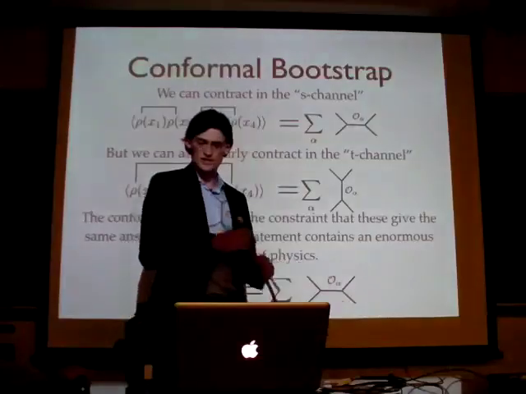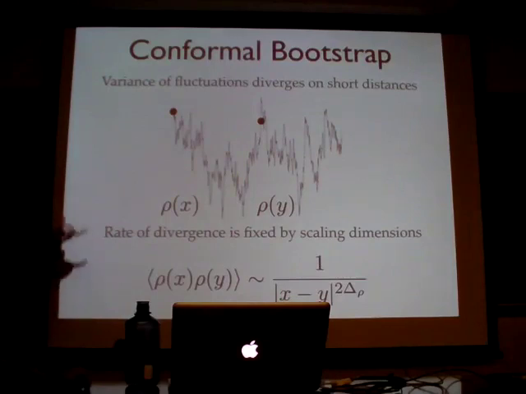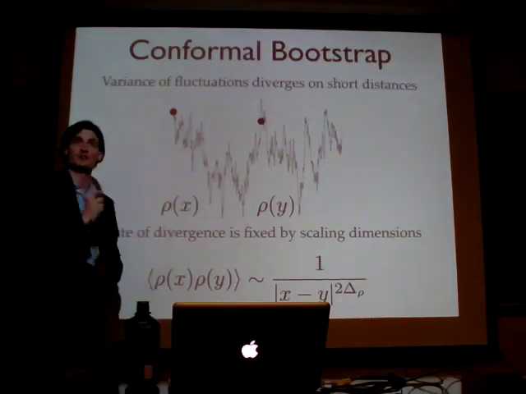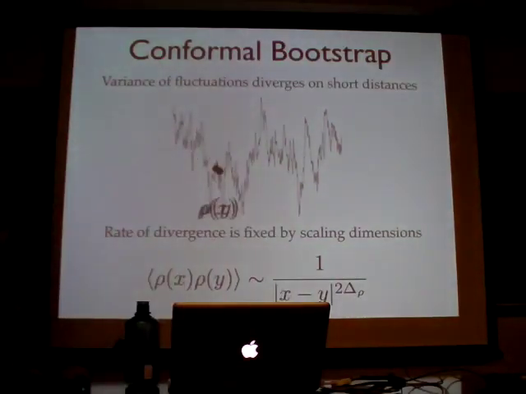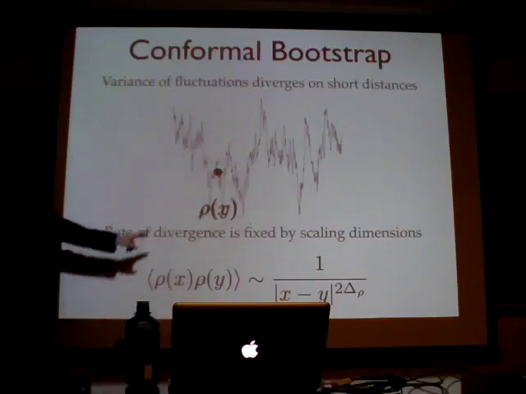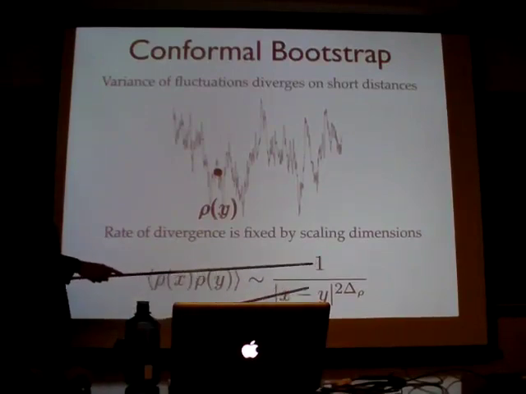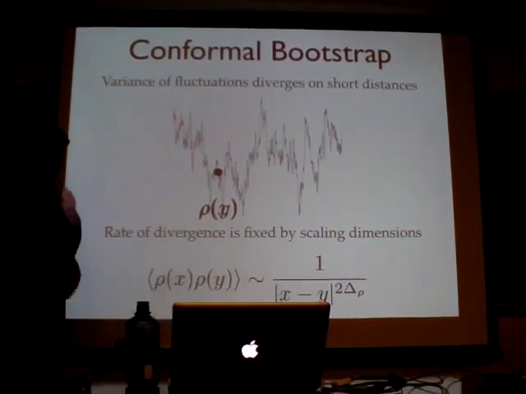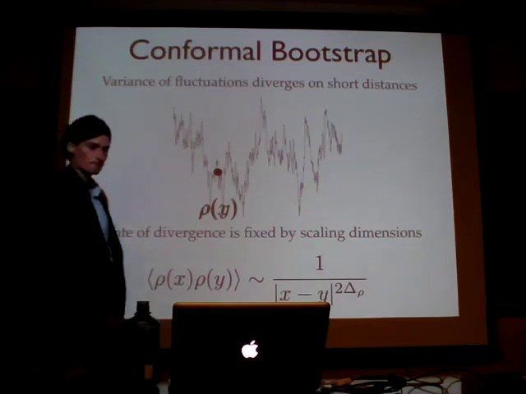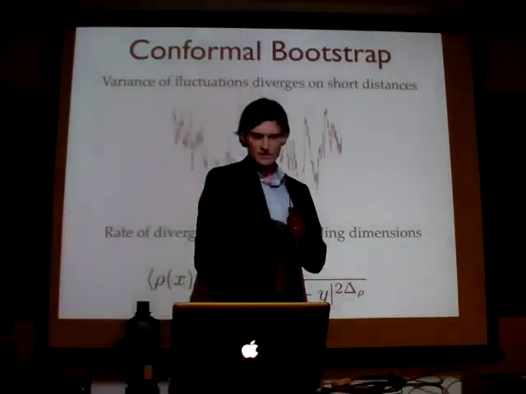I'm going to use this equation together with an important general fact, which is that if you look at fluctuations on short distances, they diverge as you zoom in to shorter and shorter distances. You can think of this as just the variance between two operators as you bring them close together, as a singularity. The strength of this singularity is completely determined by the scaling dimensions of these operators. More or less just by dimensional analysis, you can see this has to scale in a certain way. And the presence of this singularity tells us several important things.